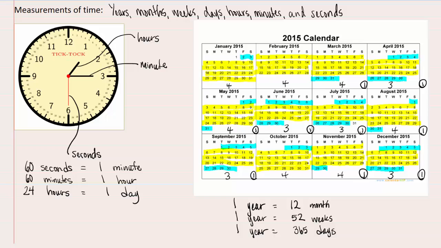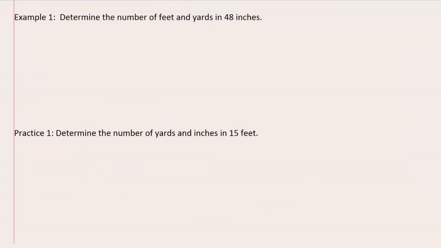The exception to this rule is when we have a leap year, in which we have 366 days. To begin with, in example 1, we would like to figure out how many feet and how many yards 48 inches would be equivalent to. Let's start by figuring out how many feet 48 inches becomes.